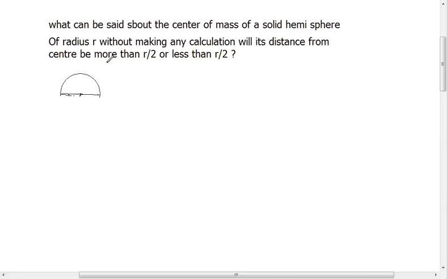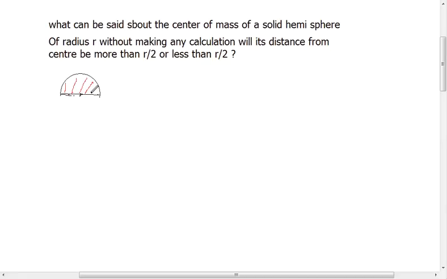Okay, so let's see here. This is a solid hemisphere. If I say solid hemisphere, it means that mass is totally distributed over every point inside the hemisphere. So this whole mass is in this whole region. Mass is in the whole region, and mass is uniformly distributed.